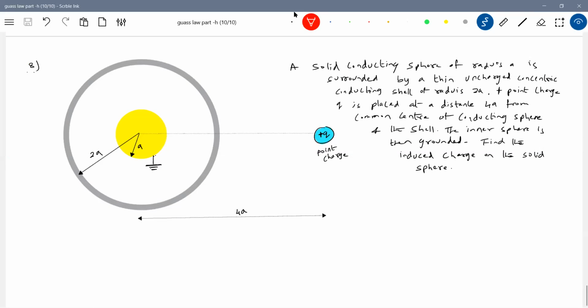A solid conducting sphere of radius A is surrounded by a thin, uncharged, concentric conducting shell. This is the shell. This is a sphere. Of radius 2a, a point charge Q is placed at distance 4a from the common center of the conducting sphere and shell. The inner sphere is then grounded, earthed it is. Find the induced charge on the solid sphere.